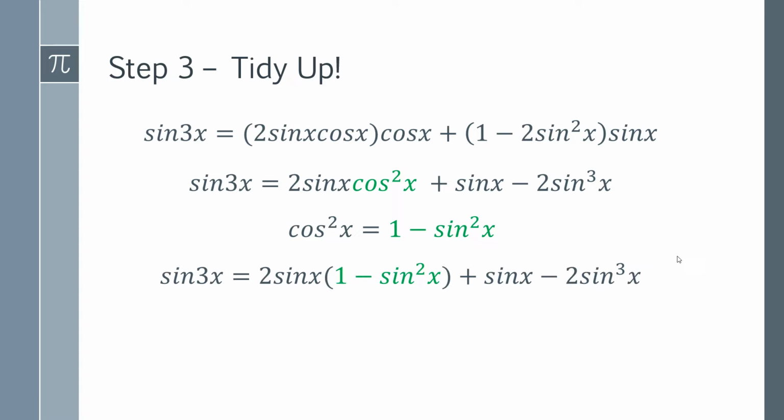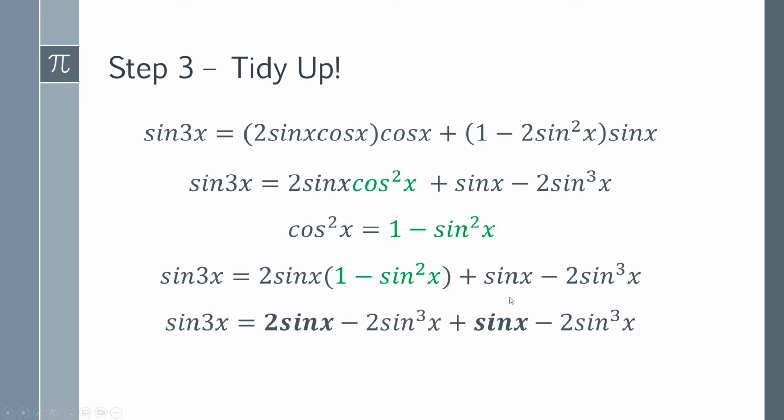We then have something that needs to be multiplied out. So obviously just do 2 sine x multiplied by the 1, and then the 2 sine x multiplied by the minus sine x squared, and you get this expression. The last step is simply to realize the 2 sine x plus this sine x, that gives you 3 sine x's, and then you can combine the sine cubed x's, and then you end up with the final expression, which is what we wanted to prove.